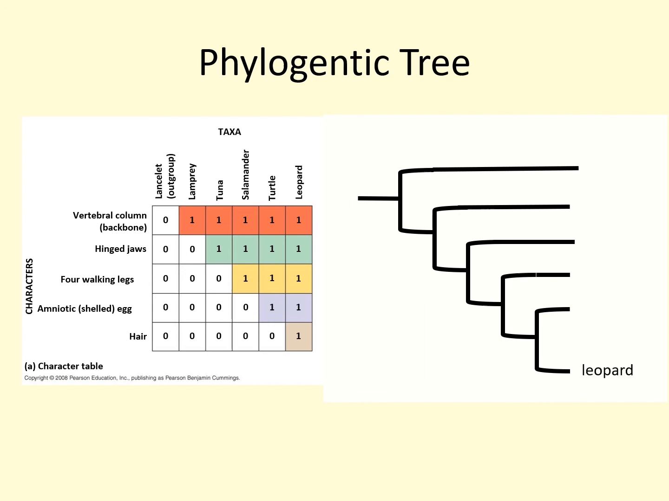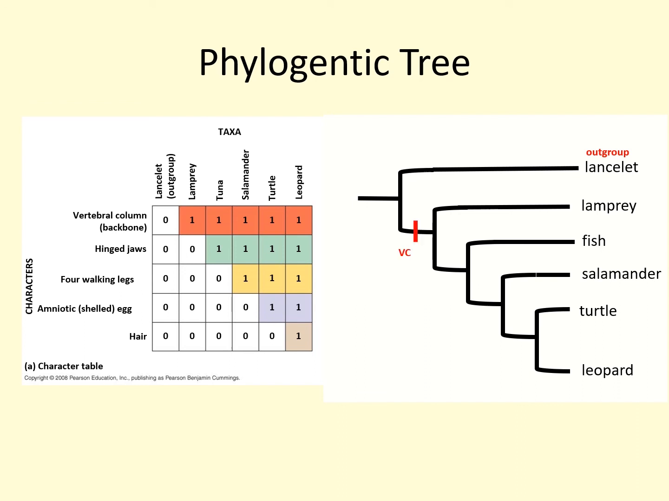All right, so then I got my leopard first. There's turtle, salamander, fish, lamprey, lancelet, and which one's our outgroup? Those are the ones with all the zeros on there. That's our outgroup right there. And then what I do is I come back and I put down my characteristics on there.